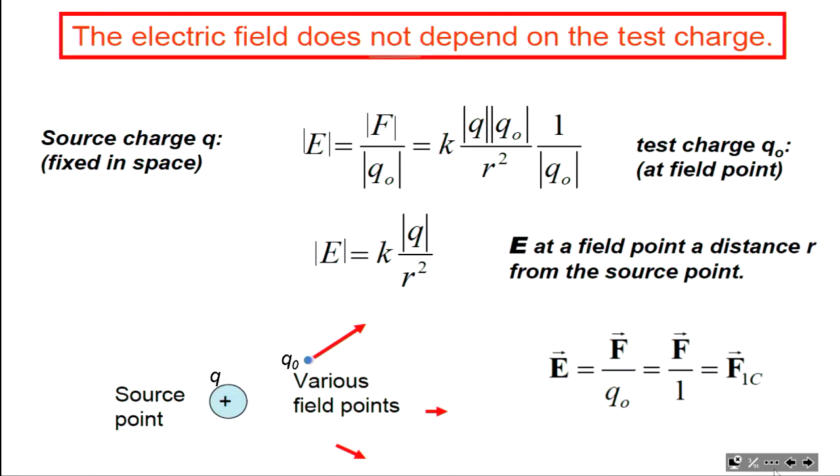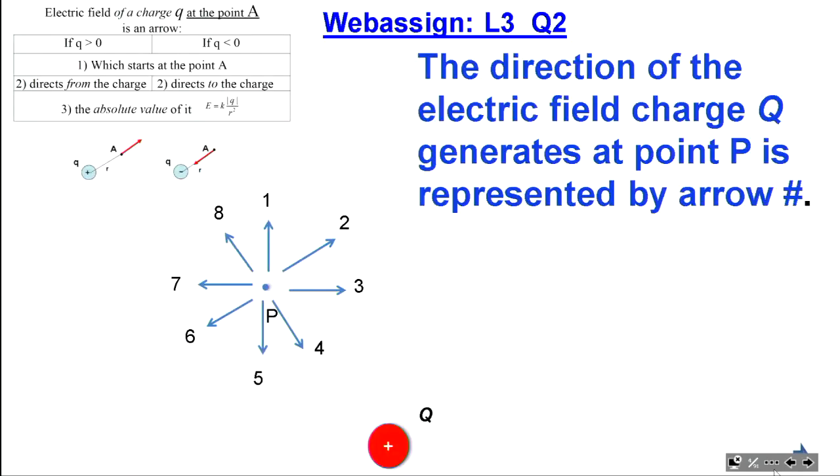And of course, because a force is a vector, and a vector divided by a number is a vector, electric field also is a vector, which means it has a magnitude, and the equation is for the magnitude, and also it has a direction. And when we talk about direction, we have to use some other means, like pictures. So the question I want to ask you right now: what do you think about the direction of the electric field generated by this charge at this point?